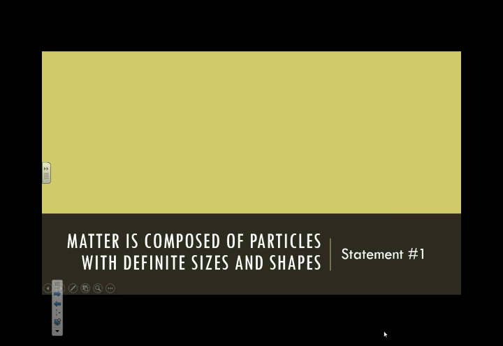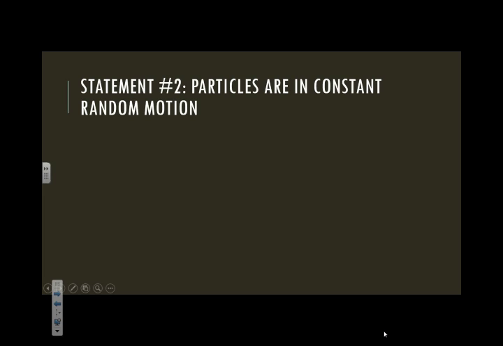This shouldn't come as a surprise to us because we've been talking about particles in the forms of atoms and molecules all quarter. What this is saying is, hey, guess what? Those have a definite size and a particular shape. The second statement lets us know that particles are in constant and random motion. So if we have particles, they're moving, unless we are at absolute zero, in which case, in theory, all molecular motion stops.